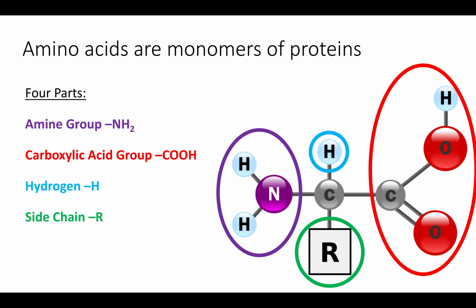An amino acid is just a type of molecule, just like glucose, just like a fatty acid, just like water, just like caffeine. It's a molecule. And it just so happens that an amino acid is a specific type of molecule. There's 20 different amino acids in the human body, okay?